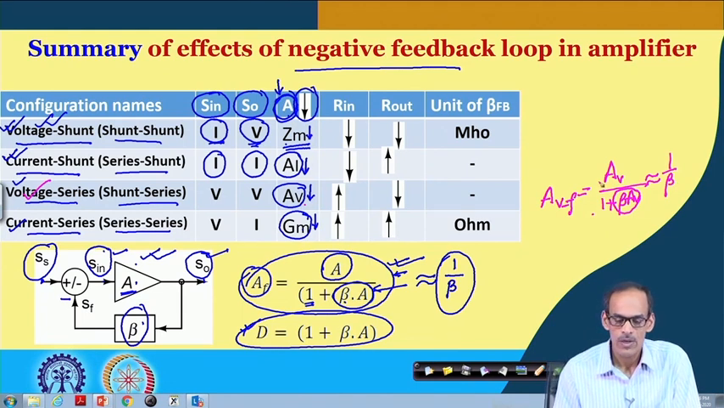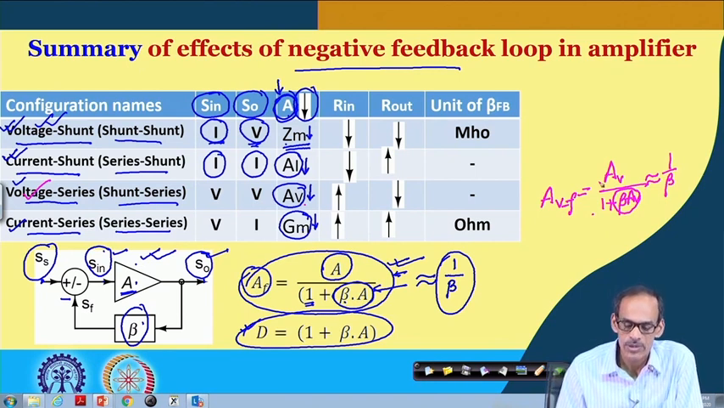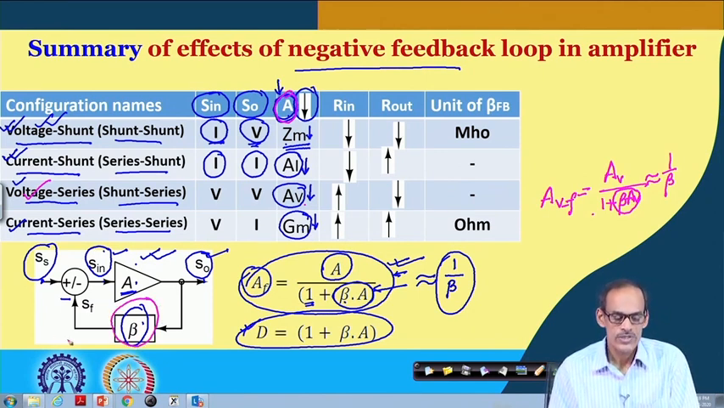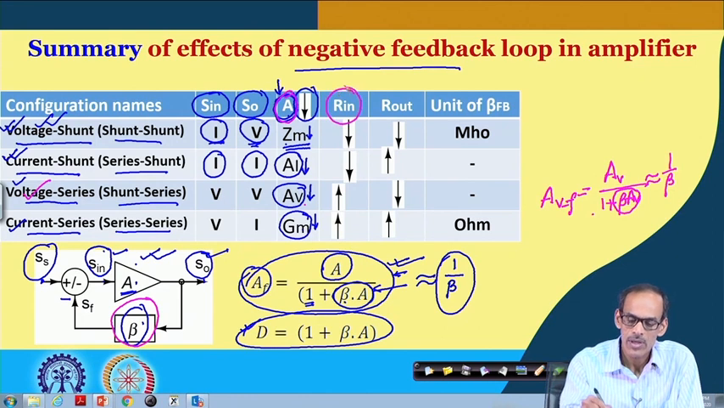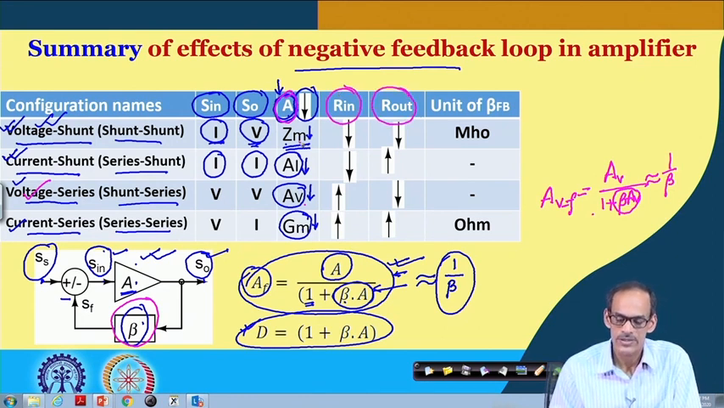beta. So, the basic objective of having this negative feedback system is to stabilize this A, whether it is Zm, AI, AV or Gm, and it should be stabilized to a value which is defined by the feedback network, which can be decided by a designer based on the requirement. So, for every configuration, while A is getting reduced, the input resistance and output resistance, on the other hand, may have different changes.